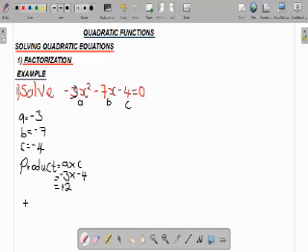After coming up with our product, we're going to come up with our sum. The sum in this case is just the coefficient on b, which is negative 7.